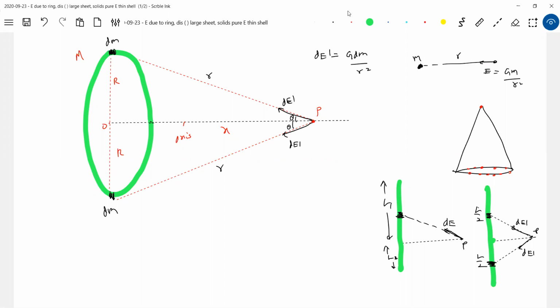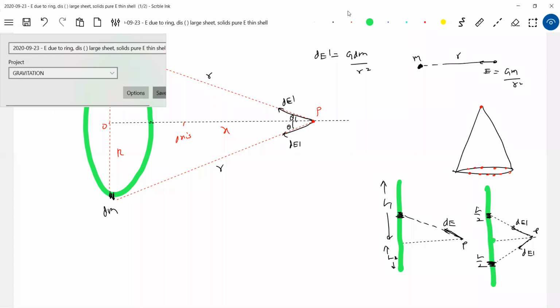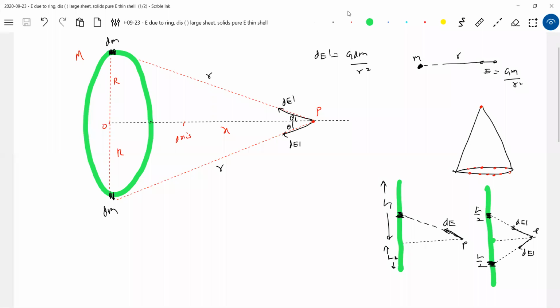Fine. I think this is a very important part of the discussion, which you should carry on in not only this chapter but in all of physics. If the system has a symmetry and you are involved in any integration, you must take help of this condition. Got it? Okay, now let's do the mathematics here.